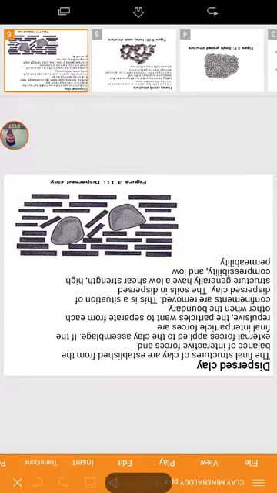Dispersed clay. The final structures of clay are established from the balance of interactive forces and external forces applied to the clay assemblage. If the final interparticle forces are repulsive, particles want to separate from each other when the boundary confinements are removed. This is the situation of dispersed clay. The soils in dispersed structure generally have a low shear strength, high compressibility, and low permeability.